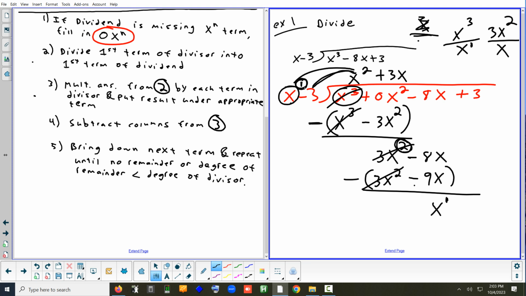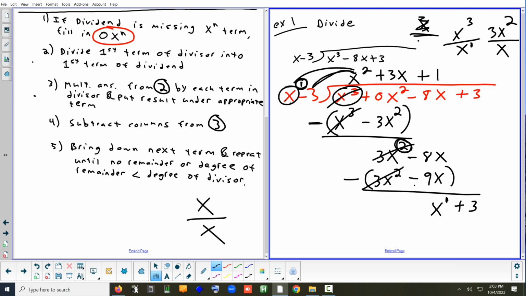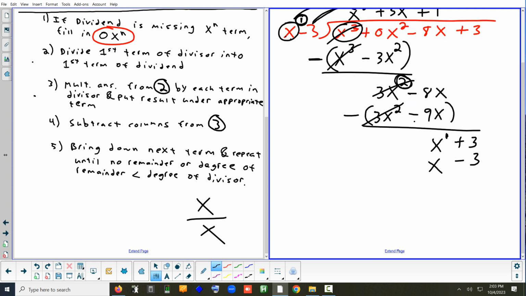So what do I have to bring down? The 3. Bring down the 3. Okay. And now we're going to divide x into x. That's x divided by x. What do you get? Plus 1. Okay, and now distribute it back out. 1 times x gives me x. And 1 times negative 3. Negative 3. And what do we do with those columns? Subtract them.